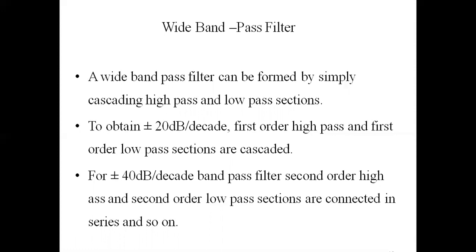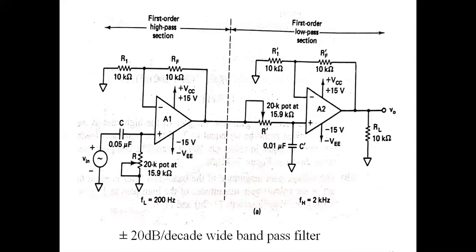If the second order high pass section and the second order low pass section are connected in series, then it is said to be a second order wide band pass filter. Now we will look into the diagram of the first order wideband pass filter, which has a roll off of plus or minus 20 dB per decade.